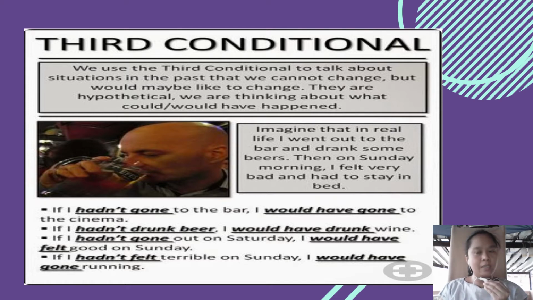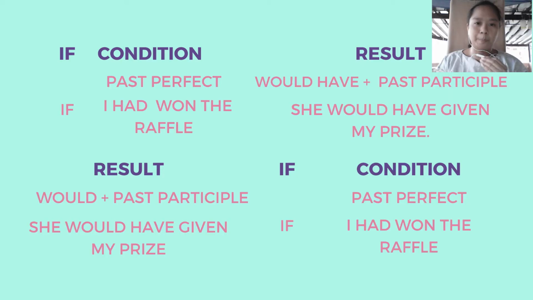As you can see in the situation given here also, we could see a situation that cannot be changed anymore. But if you had a chance, that would be what your situation is, or that would be what you would have done. Okay, let's go to how we form them.